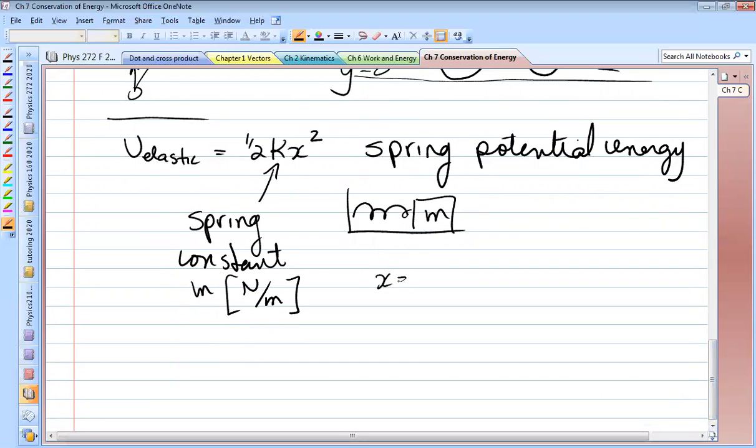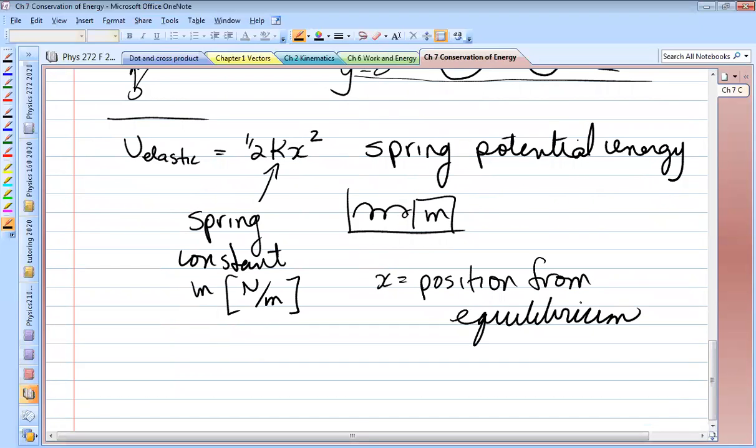And then x is the position from equilibrium. So it all depends where it starts. And equilibrium is usually when it's just relaxed. And this is in meters.